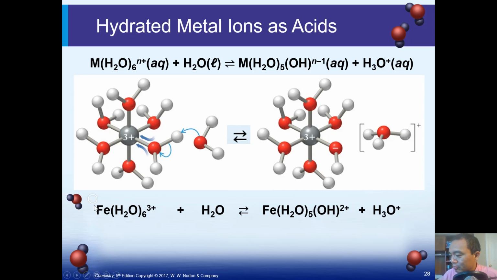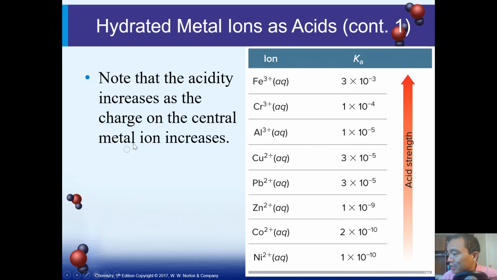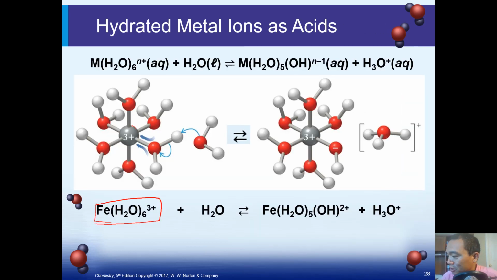For example, in this compound, which is called hexaaqua iron 3 ion, because the iron center is highly charged, it pulls electron density away from the hydrogen in a successive motion. So this hydrogen is easily ionized and becomes hydronium ion, as you can see over here.